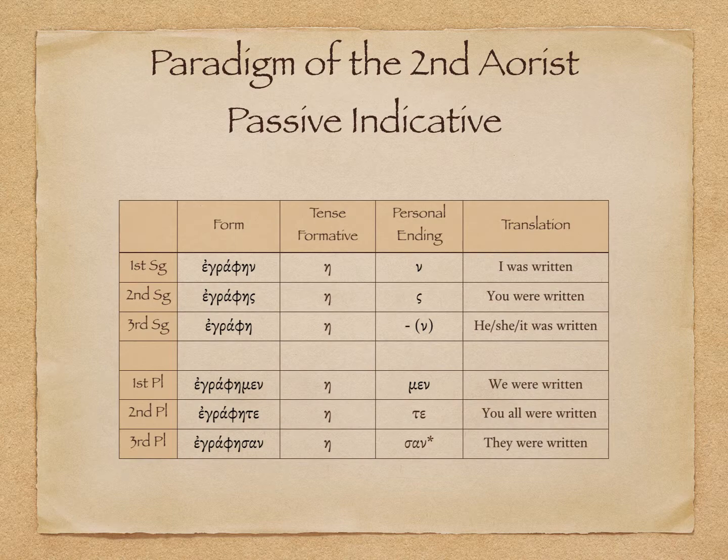If it's first or second, I will know by thay or a. And I'll know it's obviously passive. If it's active, it won't have the thay or the a. It will just have its normal san ending. So the tense formative thay or a will let you know it's passive.